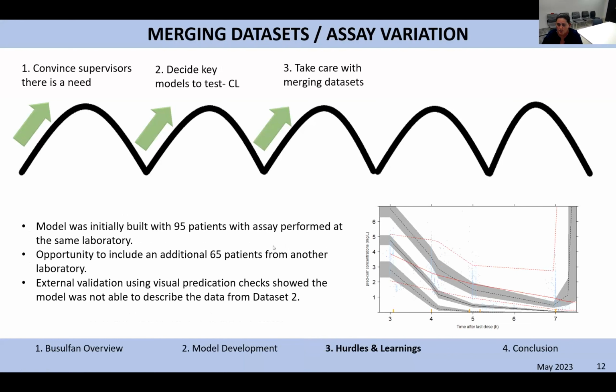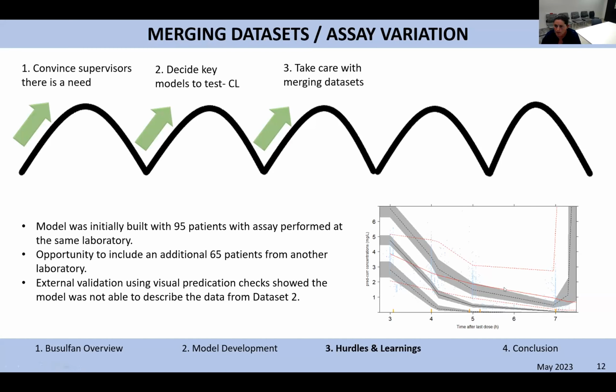Next, I wanted to just highlight something which I hadn't really considered. We initially built the model with 95 patients with an assay that was performed at one laboratory. And we got the opportunity to include an additional 65 patients, and this was from samples tested at a different laboratory. And both had undergone external validation of their busulfan assay.